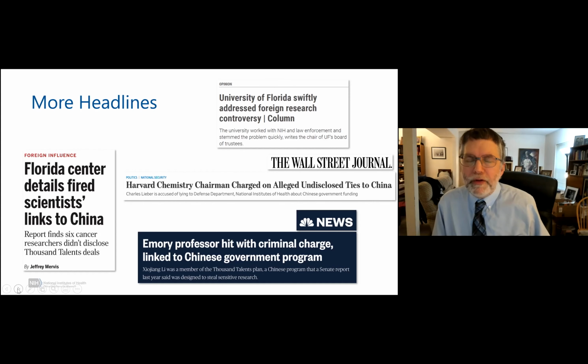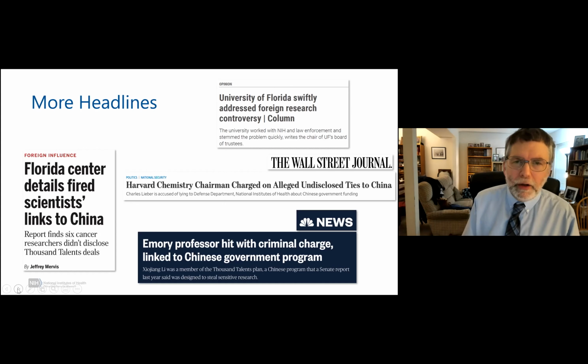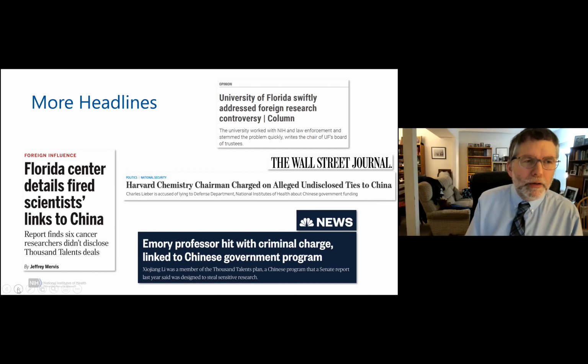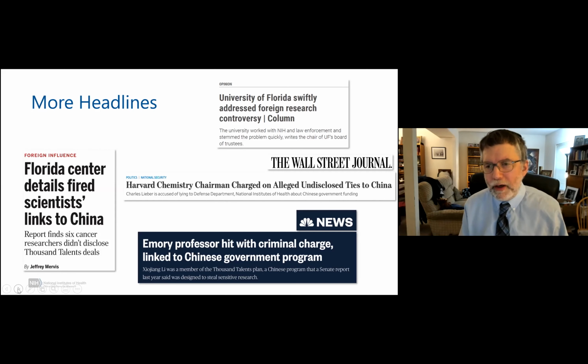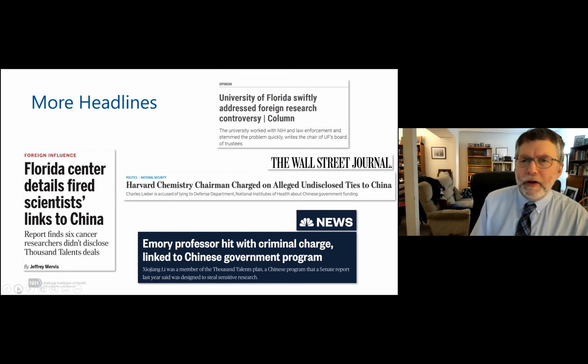At the top there, University of Florida, they had a scientist who was well-funded by NIH, who was the vice president of a university in China and was essentially using his time at the University of Florida to run this university in China. Another case involves the chair of chemistry at Harvard, who has been charged with lying to federal government officials about his ties to Chinese institutions, and he's also been indicted on tax evasion charges, or false tax claims.